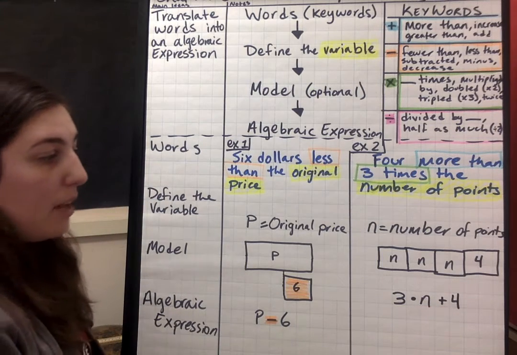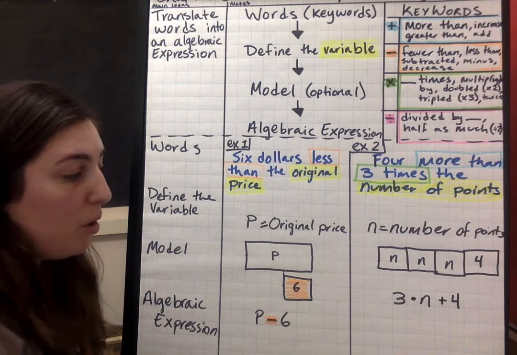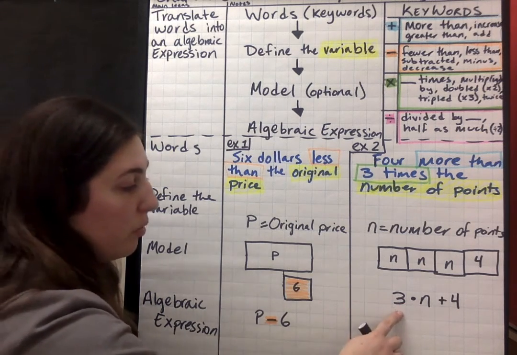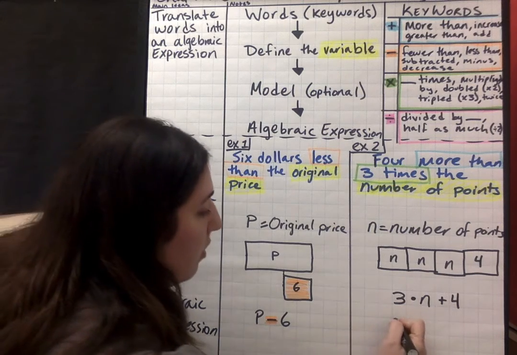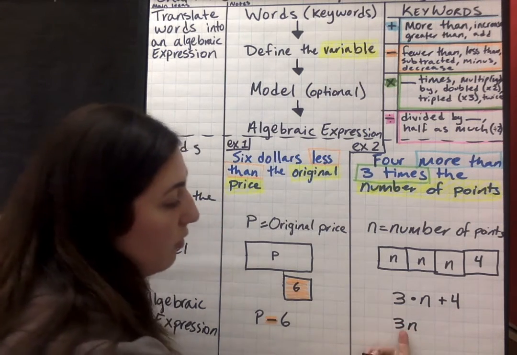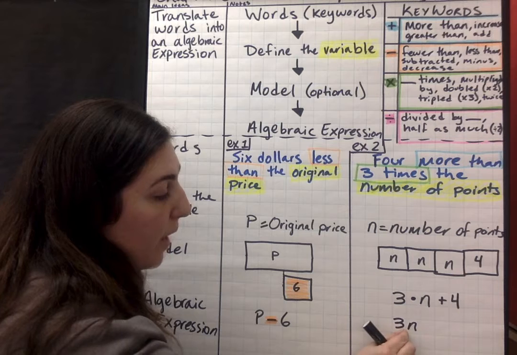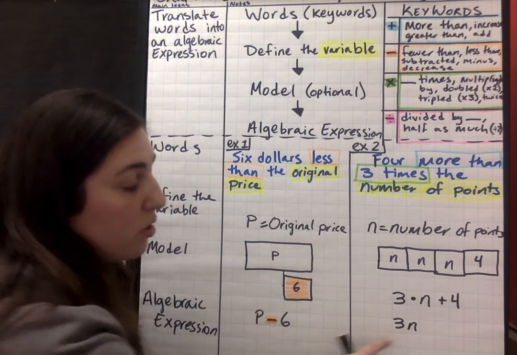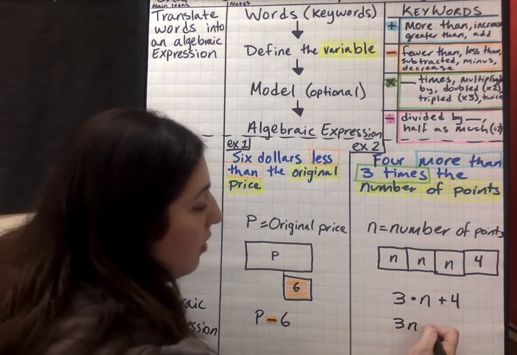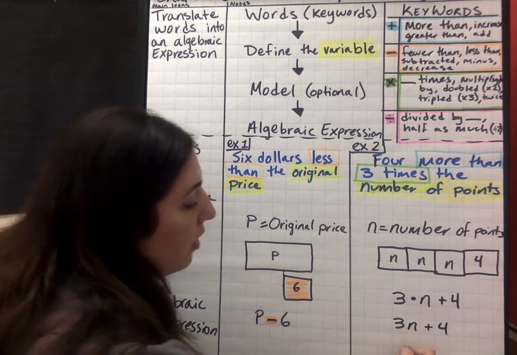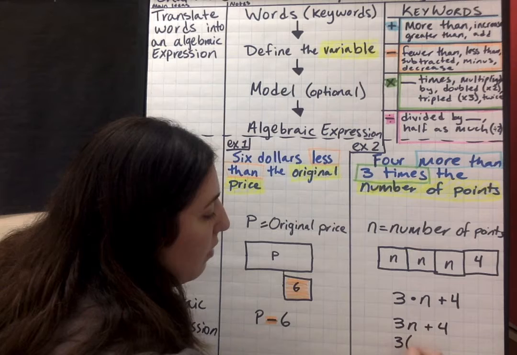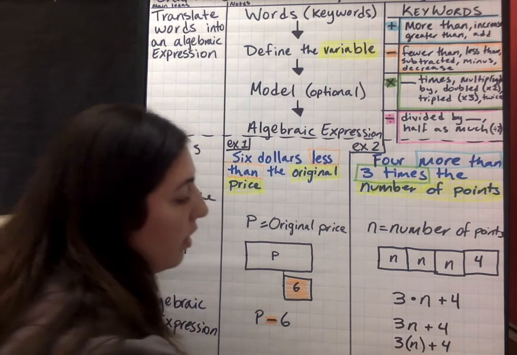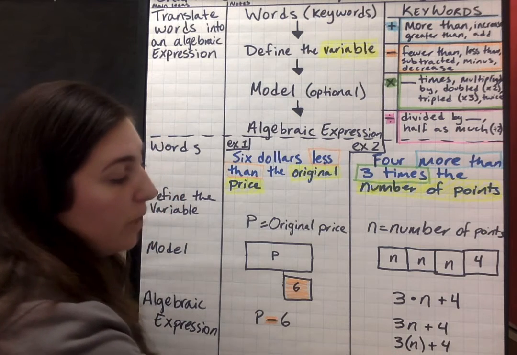Okay, and just like we've talked about again, there are multiple ways to show that you're multiplying something. I could have also written this as 3n. Okay, they're right by each other. There's no space, no operation in between. That shows that they're being multiplied. Plus 4. Could have also written 3 with parentheses around the n, plus 4. That shows that they're being multiplied.